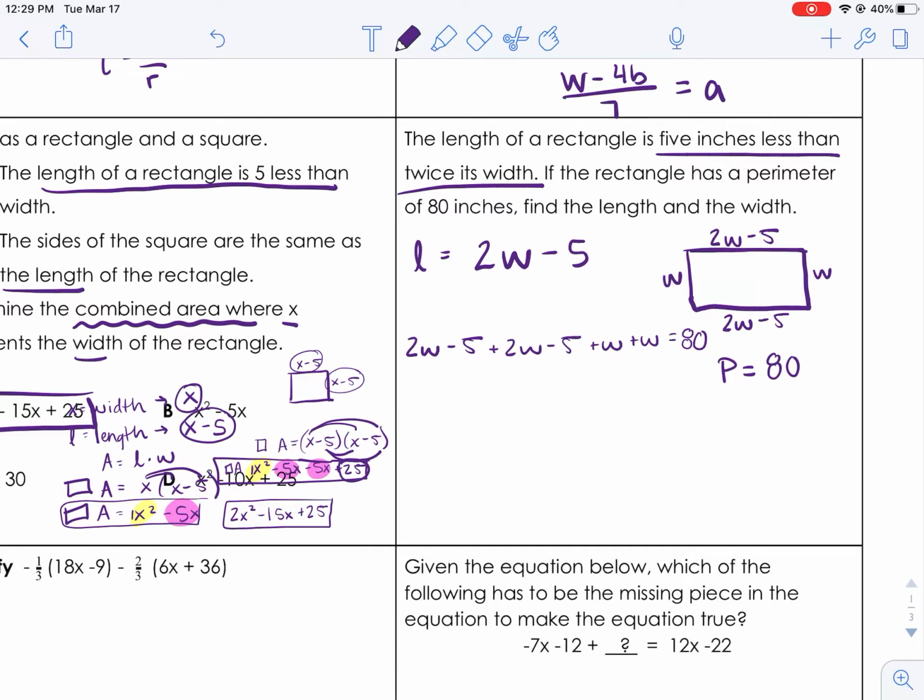Okay, and then we're just going to combine like terms, simplify as much as possible. So we've got our w's, we've got 4w there, plus 2 more is going to be 6w. And we've got our constants, our 2 negative 5s, so that's going to be negative 10. And that equals 80. And we're just going to keep on solving for w, so we're going to add 10. 6w equals 90.